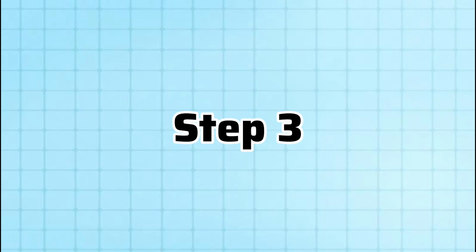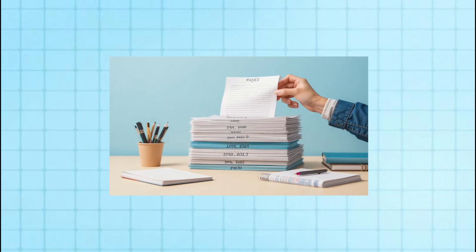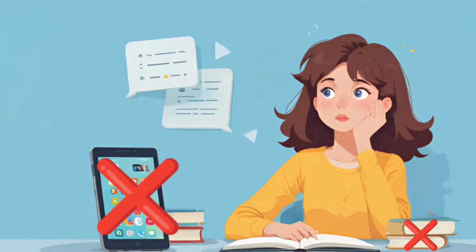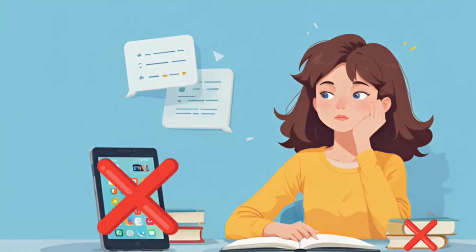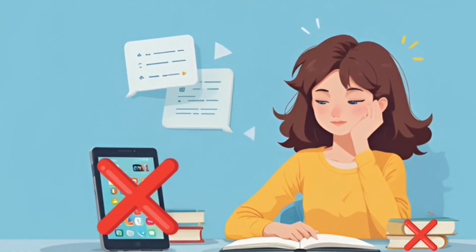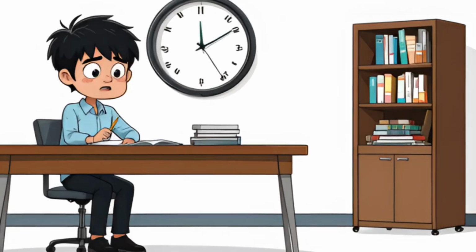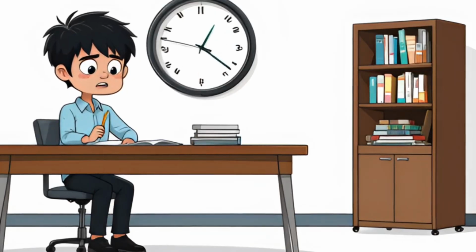Step 3 is to simulate the real exam. When you feel ready, take one full past paper, sit at a table, and set a timer. Do not use your phone and do not open your book. Attempt it honestly as if it is your real exam. This step is uncomfortable, but it is where real improvement happens. Many students think they are prepared until they try to complete a paper on time.